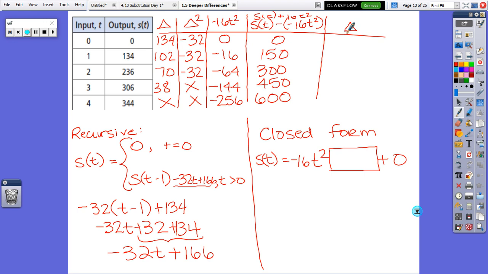Okay, so now we look for our difference. If we start from the top and subtract, or start from the bottom and subtract up, you can see that every difference along the way is 150 and it's positive. So we would put plus 150t into that closed form definition. So there you have it.